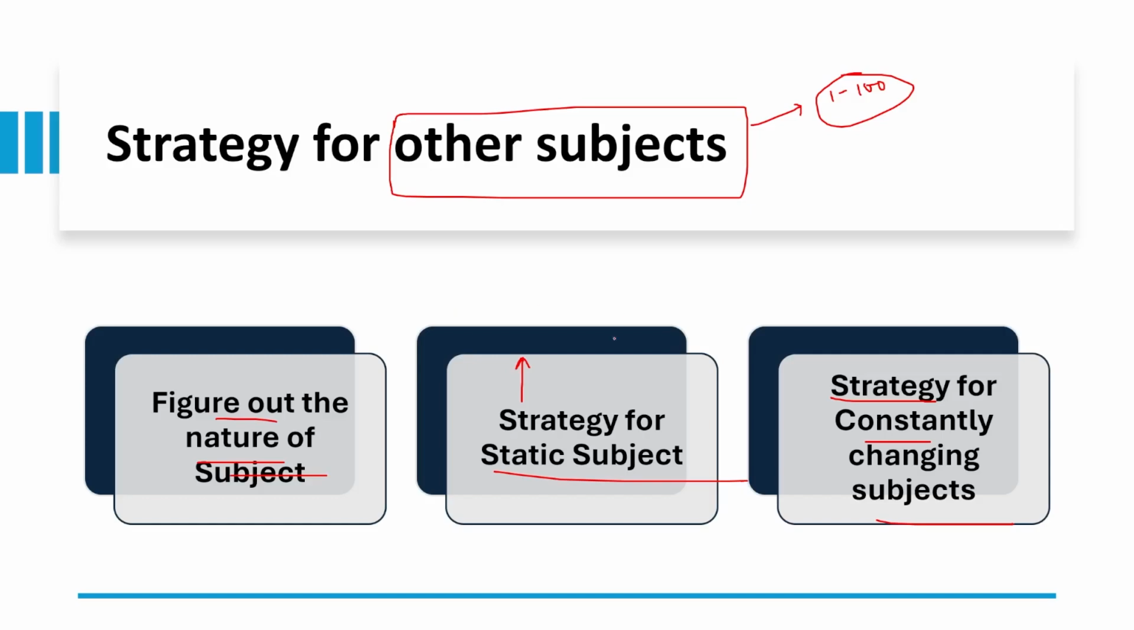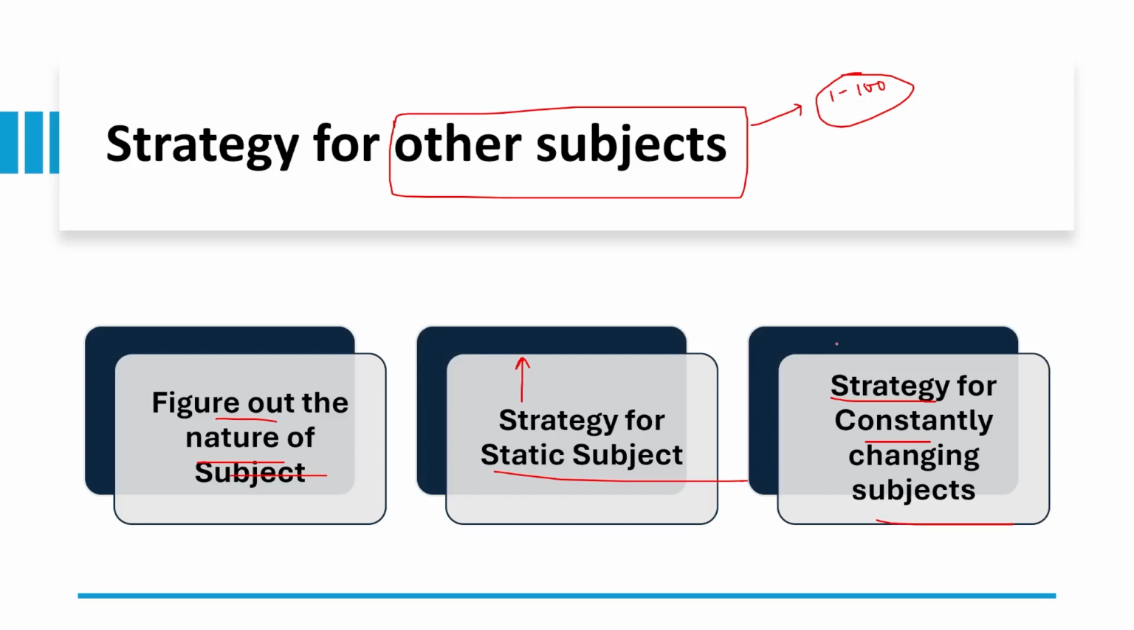Now the strategy for constantly changing subjects. In constantly changing subjects, I have put company law, tax law, labor law, and criminal law. Why have I put criminal law? Although it is fixed, 3 new criminal laws have been enacted this year. The 3 new laws brought some changes, and it might become static in future.